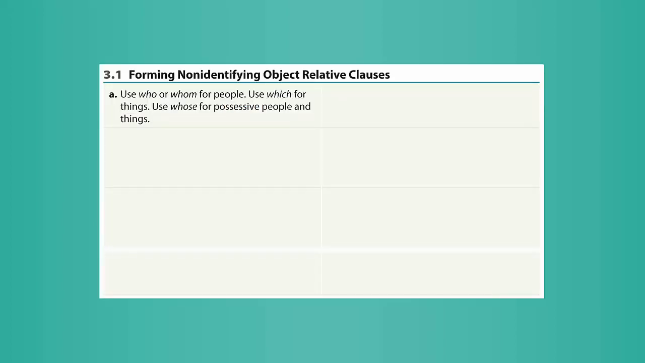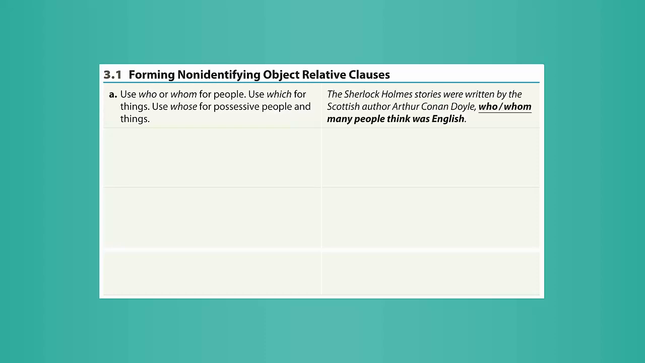I'm sure that forming non-identifying object-relative clauses is not a big deal with most of you in our class, but we need to review a little bit of this. We need to remember that we can use who or whom for people, and we can use which for things. We use whose for possessive people and things, not just people. For example, the Sherlock Holmes stories were written by the Scottish author Arthur Conan Doyle, who or whom many people think was English. And remember that we do not use that in non-identifying relative clauses.